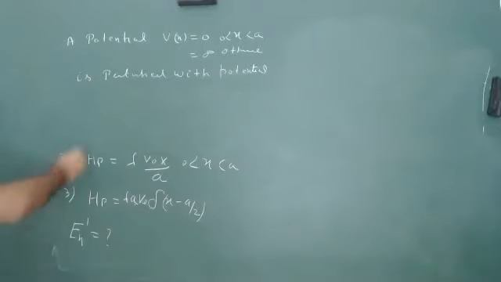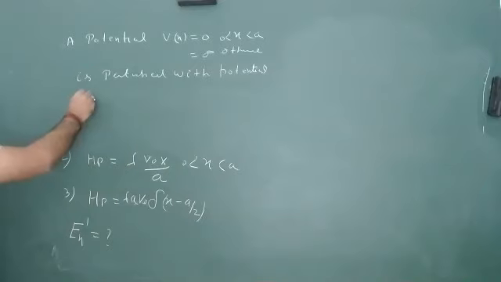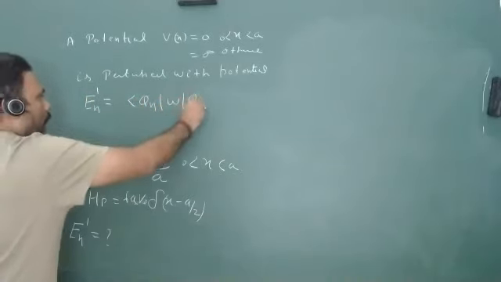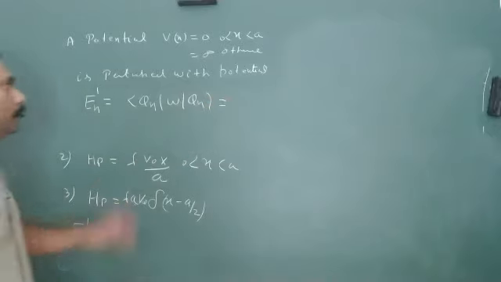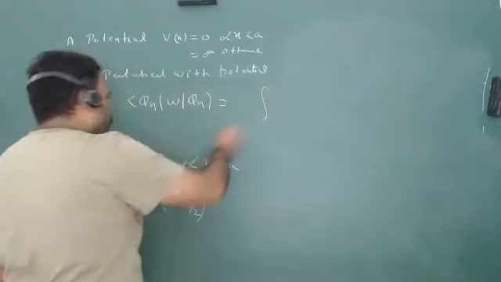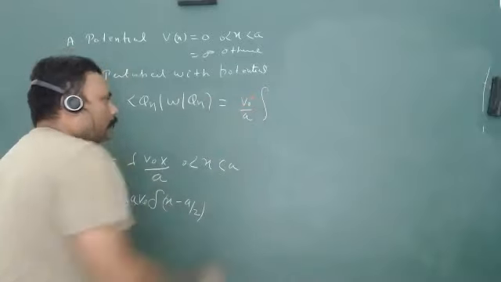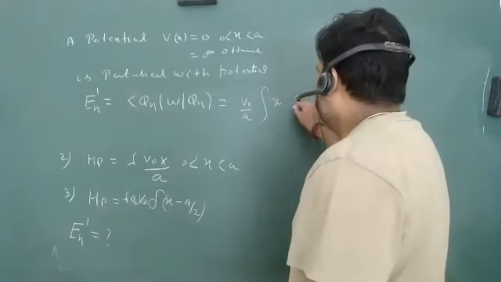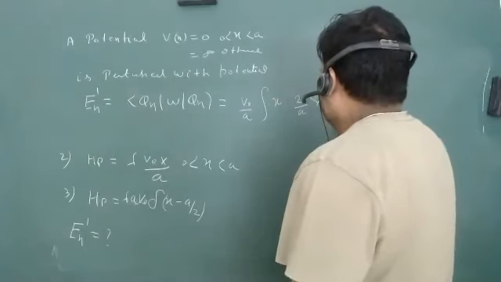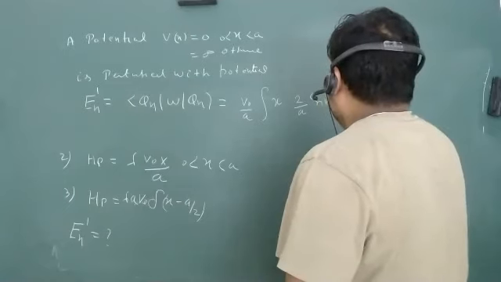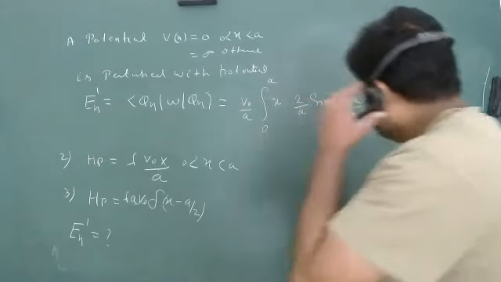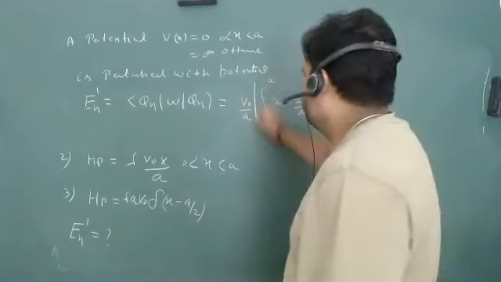So let's go for the second one. What will be this? Again, we have to go for E1 n, and then this is phi n W phi n. What will be this value? You will just go for integration. This V naught by A will come outside, and inside this integration you have x and 2 by A sine square n pi x upon A dx from 0 to A. What is this value? A by 2. This value is A by 2.